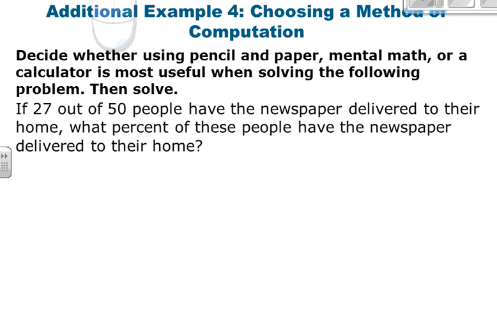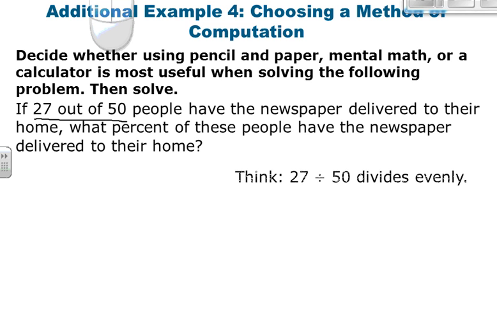Now, several of our problems are going to be worded as a story. So if 27 out of 50 people have a newspaper delivered to their homes, what percent of these people have newspapers delivered to their home? This phrasing, the 27 out of 50, is basically saying 27 over 50. So this is basically a fraction for us. And so then we continue.